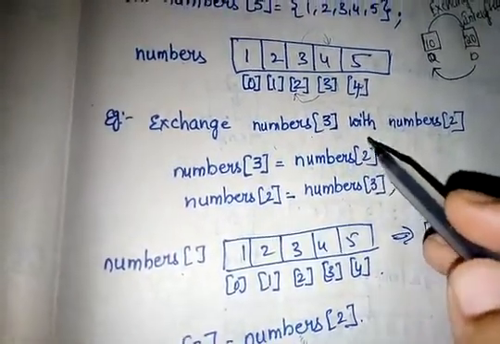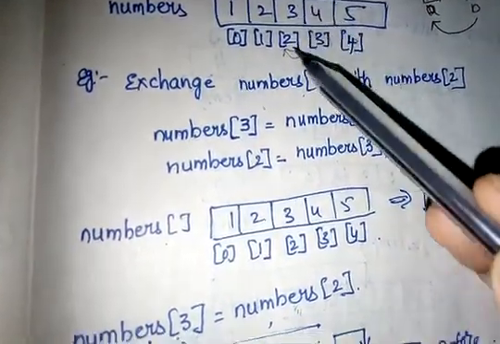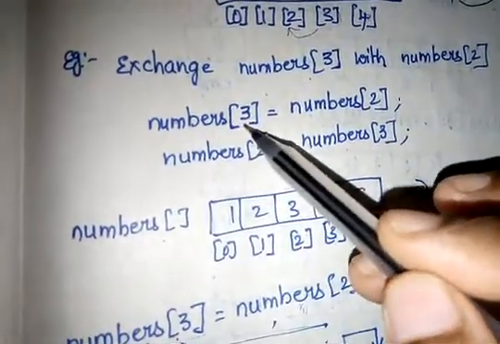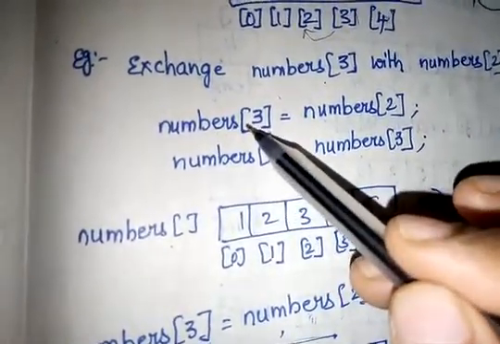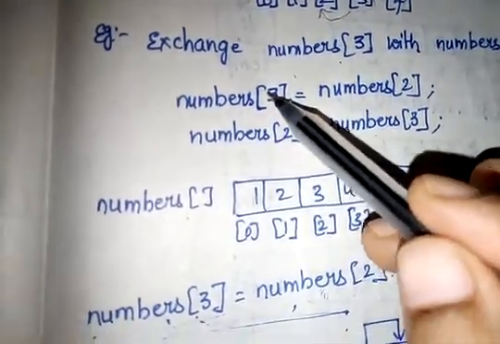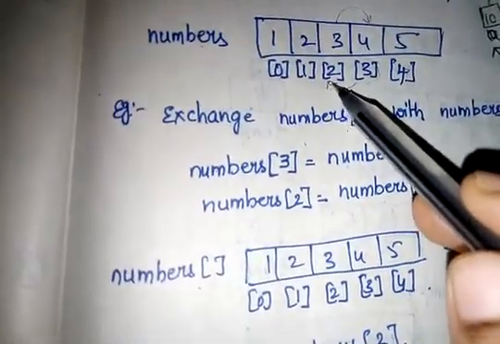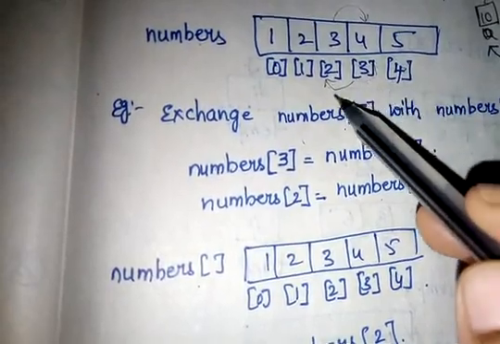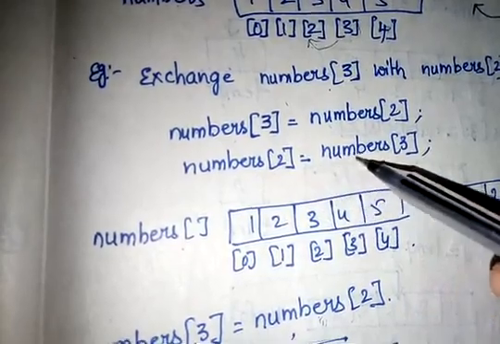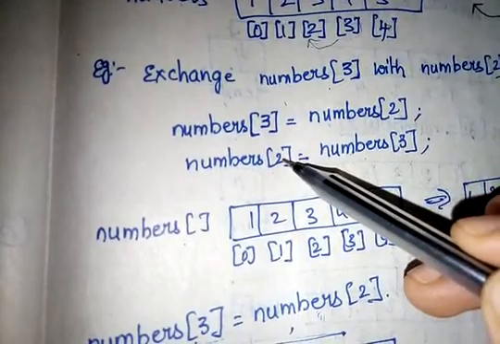So in a general scenario, what we want to do is numbers of 3 should get the value of numbers of 2. So numbers of 3 should be assigned the value of numbers of 2. And in the same way, numbers of 2, the value at index 2, should be replaced with the value at index 3. So numbers of 2 should be assigned the value at numbers of 3.